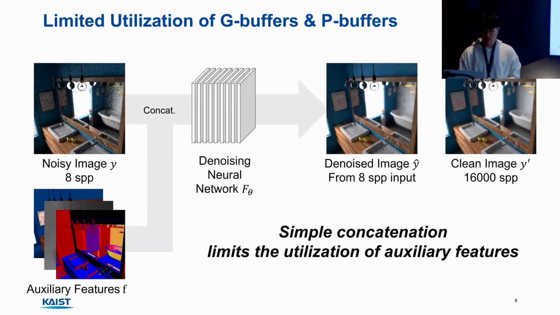However, most denoisers utilize auxiliary features by simply concatenating them to the noisy image and feeding them to the neural network. We found that this limits the utilization of the auxiliary features and fails to take advantage of various types of them.